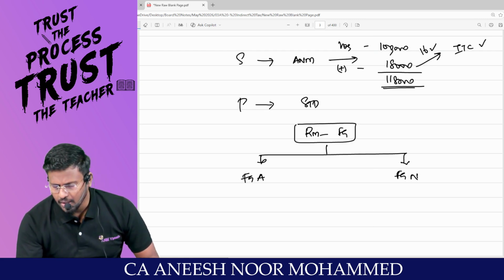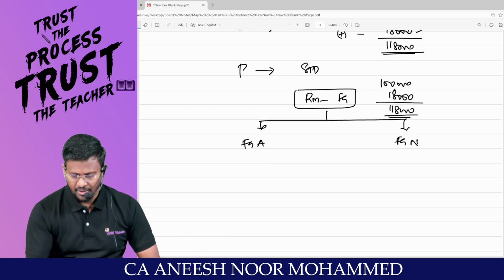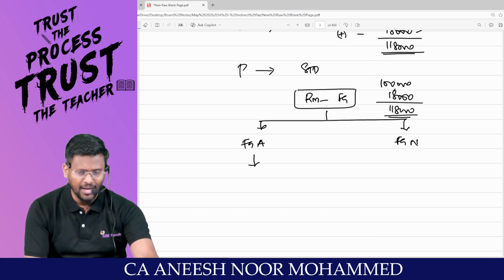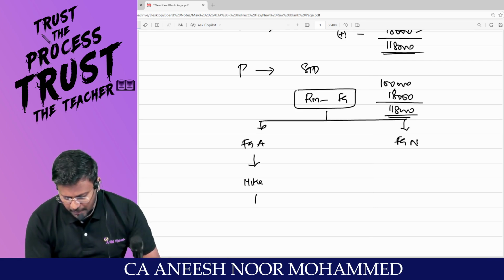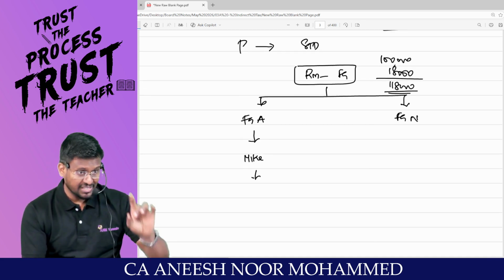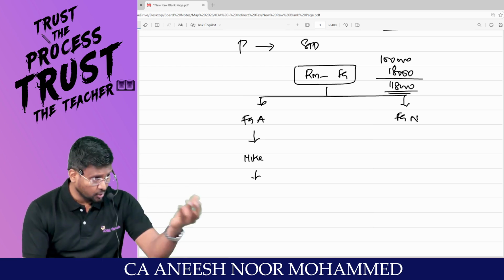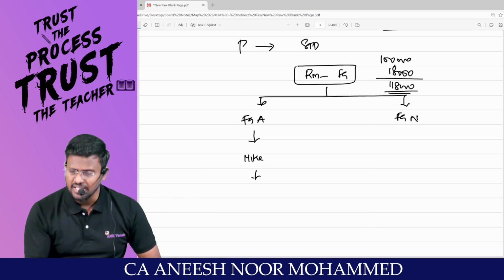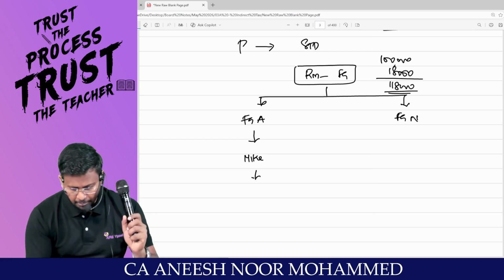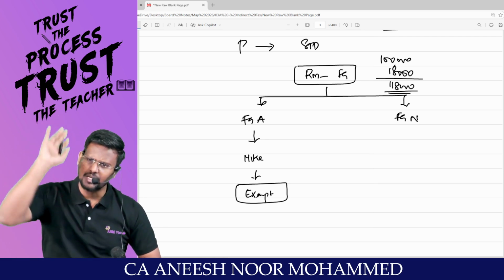What is the value of the raw material? 1 lakh. For this raw material, how much GST did you pay? 18,000. In total you paid 1 lakh 18,000. This finished good A is a mic. As per the government's notification, section 11 is there. What is section 11? Exemptions. The government said that this finished good A, the mic, is exempt from GST. That means it is covered in section 11.